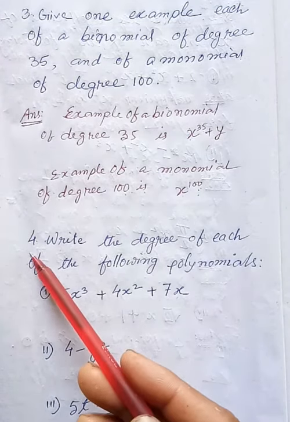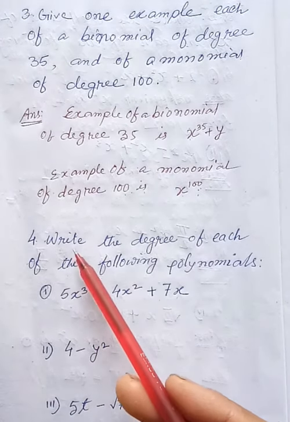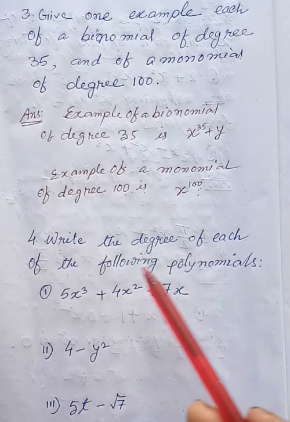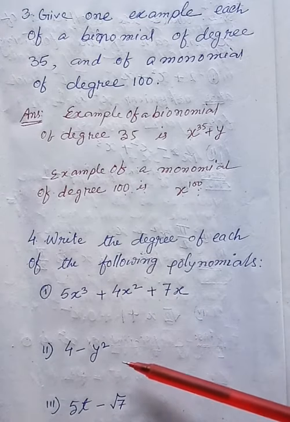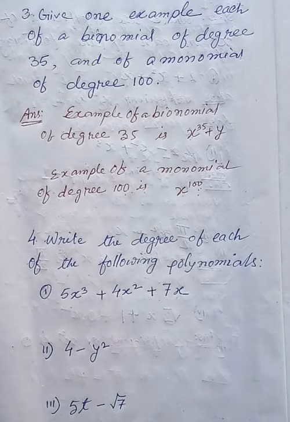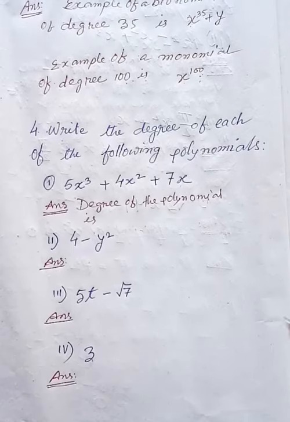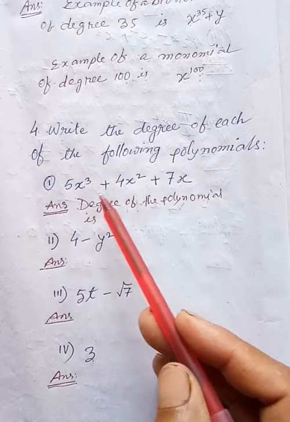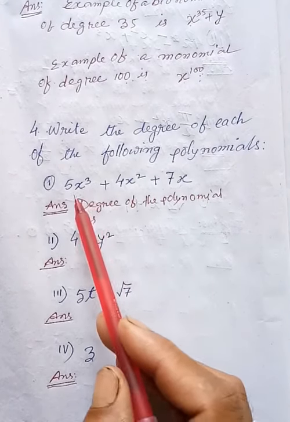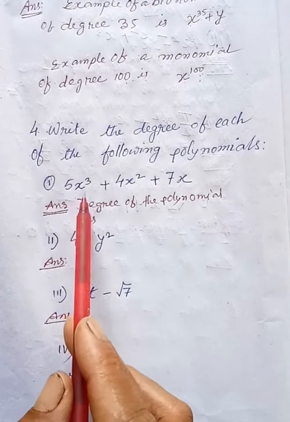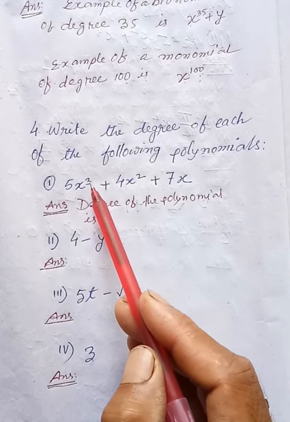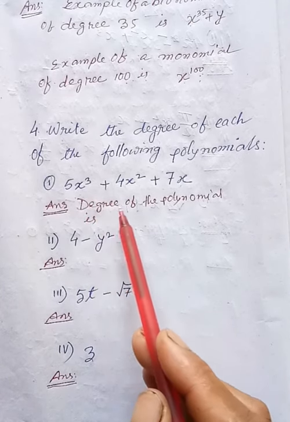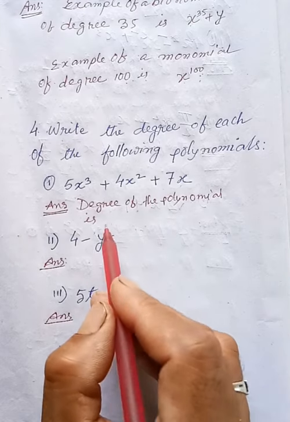Now come to question number 4. Write the degree of each of the following polynomials. So here some polynomials are given. You have to write the degrees of these polynomials. For the first polynomial, you see among the variables, in this term 5x cube the power of the variable is highest, that is 3. So the degree of the polynomial is 3.